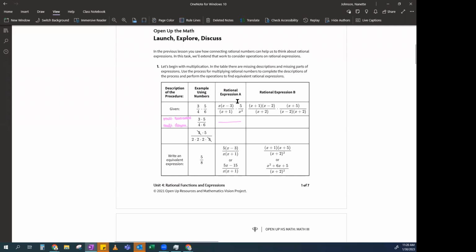I'm just going to pull the 5 to the front so I don't forget about them. So I got 5x parentheses x minus 3. Everybody okay with that? And the bottom, I'm going to put x squared in the front just because we put single terms or monomials in the front just so that you don't lose them. So any questions on this very first step?